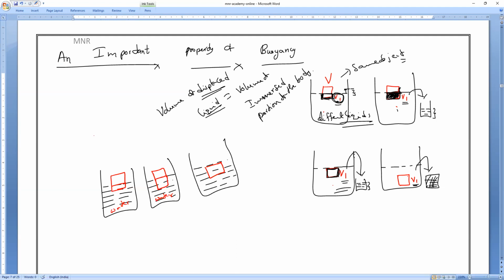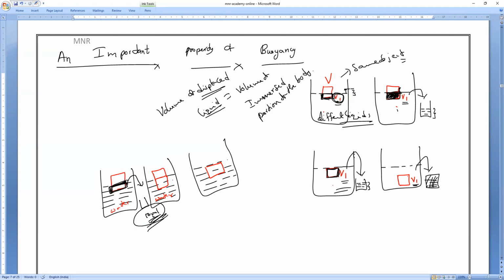Now tell me, in which case will it experience the greater buoyancy force? Yes, the third case. So now here it will displace some amount of water. Let me suppose 10 ml of water is displaced. So the volume of the immersed portion equals how much, everybody? The volume of the immersed portion equals the volume of the displaced liquid.